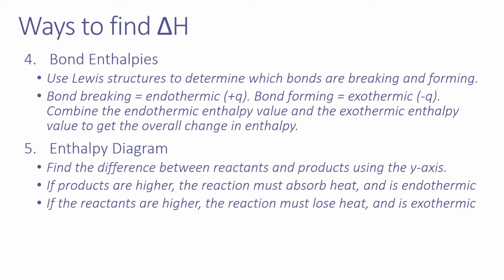We can also find delta H using an enthalpy diagram, so we can find the difference between reactants and products using the y-axis. If we see that the reactants are higher, then that means that the reaction is losing heat, so it's exothermic. If we see that the products are higher, then that reaction must absorb heat and is endothermic.